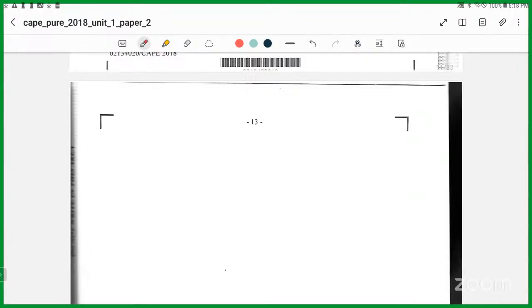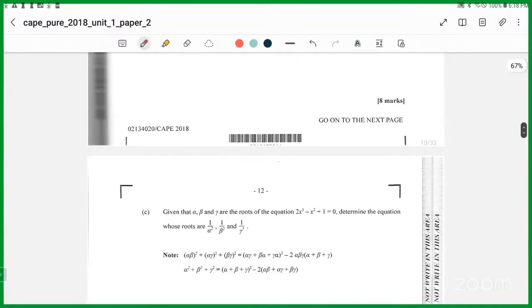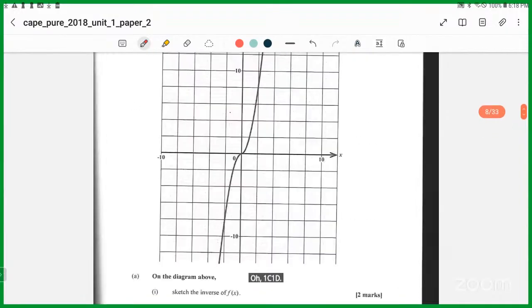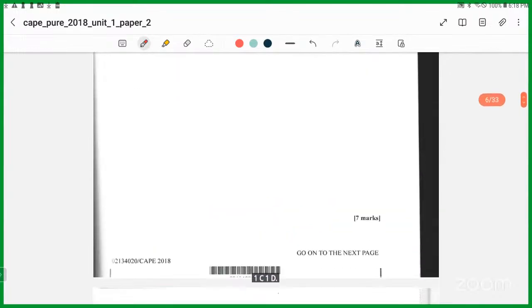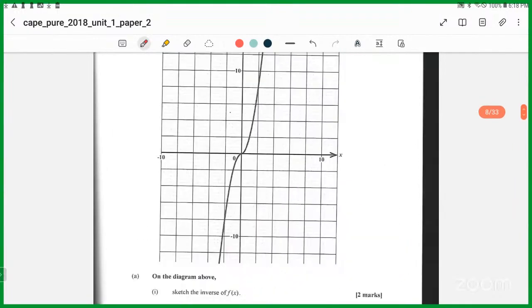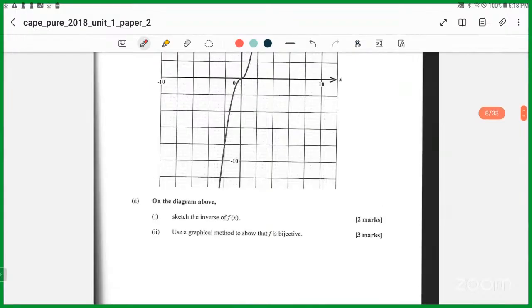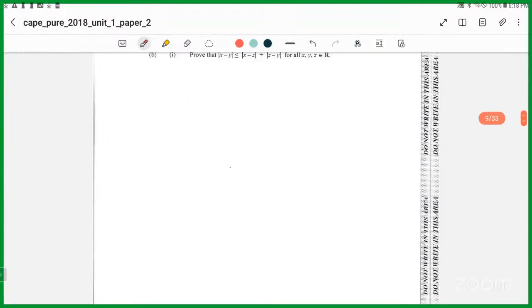Let me see. So I gave you 1C, 1D on the pure maths paper. Let's make sure. This was 1D, yes, 1C, 1D. Then 2A. I'm saying advanced students go to 2A. It's a mistake. No, I don't want you to do 2. It's a mistake. Let's see.